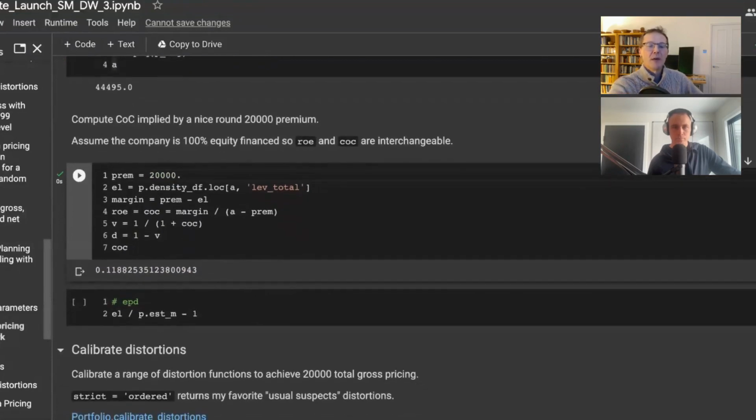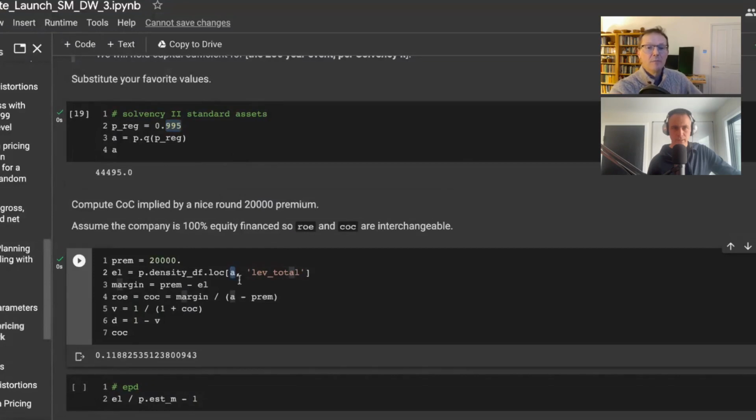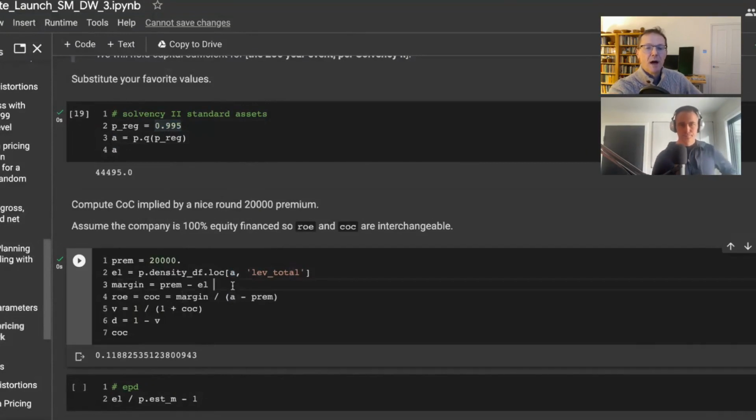So the premium is 20,000. The expected loss is going to be the limited expected value of losses from our portfolio at our capital standard, so that's the EL there. Density DF has a column called LEV total, which gives you the limited expected values. We calibrate that here: 11.5 is the capital, the most we can use. And then the margin is going to be the premium minus the EL.